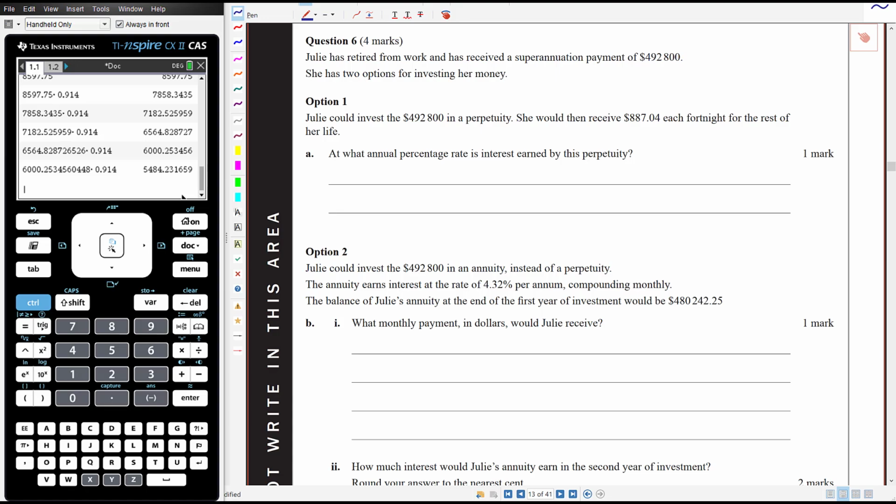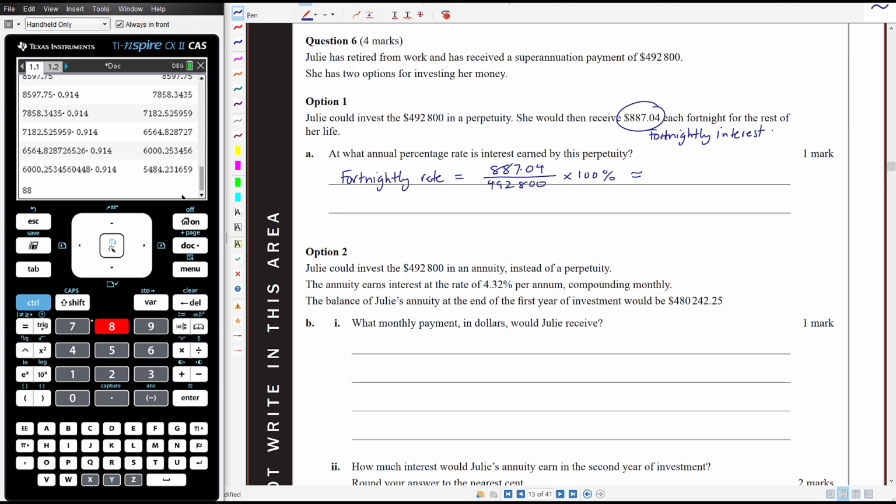Okay, so the payment is equivalent to the interest. So that's the fortnightly interest because it's a perpetuity. And so therefore we want to work out what that is as a percentage of the initial investment. So the fortnightly rate is 887.04 divided by 492,800 times by 100% to convert it to a percentage.